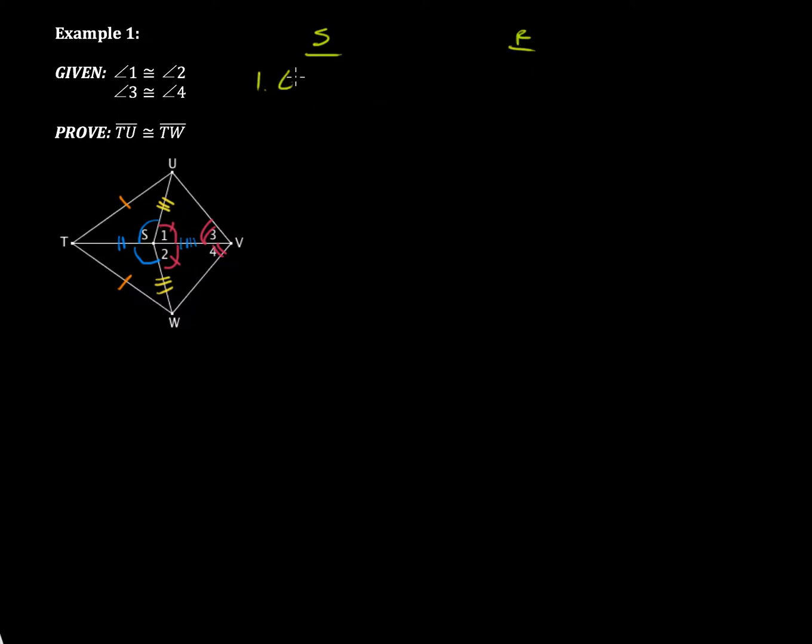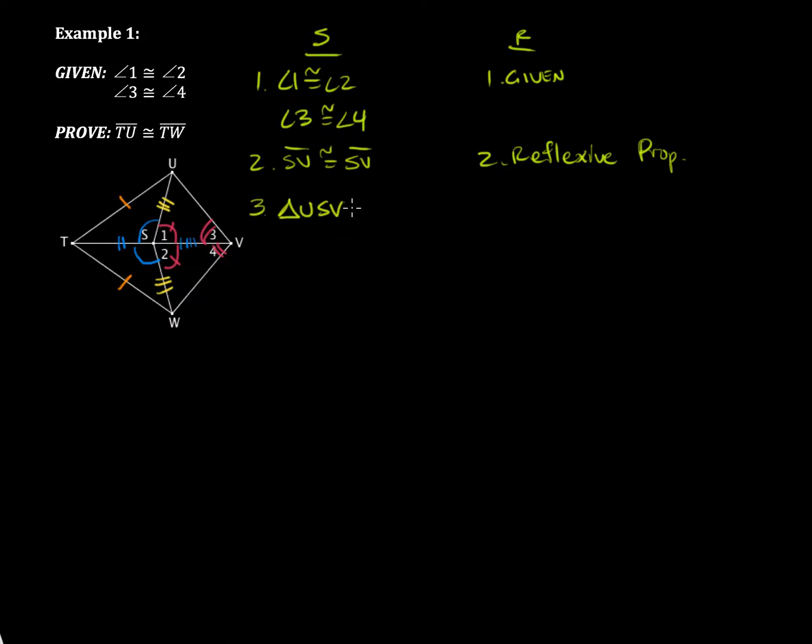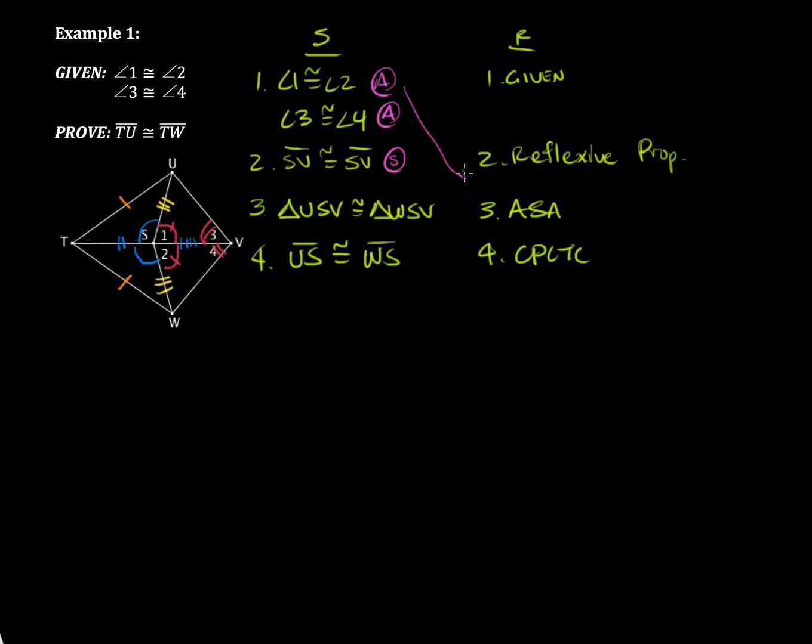So first of all, we are going to say that angle 1 is congruent to angle 2, and angle 3 is congruent to angle 4, because that's given. Next, we're going to say that SV is congruent to itself by the reflexive property. That allows us to say that triangle USV is congruent to triangle WSV using angle side angle. Now, what we can do is say that segment US is congruent to segment WS by CPCTC, right? So if I'm kind of following this along, I had a pair of angles here and a pair of angles here and a pair of sides here. These three things, they all led me to say that angle side angle was true for this thing.